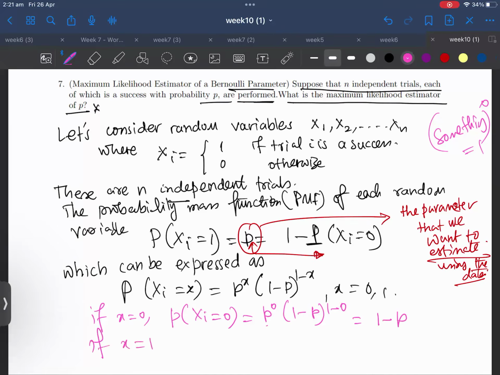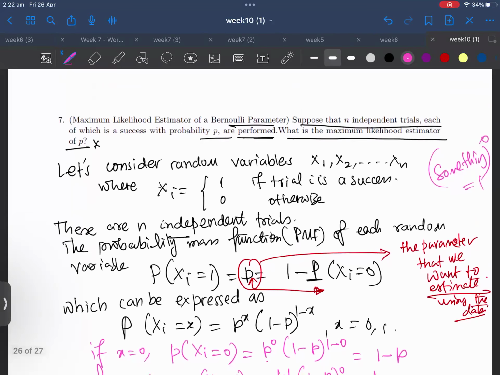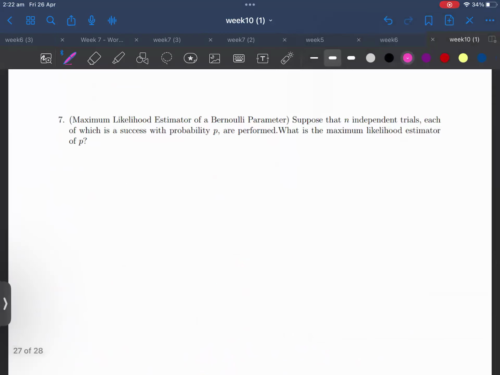If x equal to 1, P(xi equal to 1) is p to the 1 times (1 minus p) to the 0. So this is p. So, I mean, you can do it this way. Let's go to the next page.